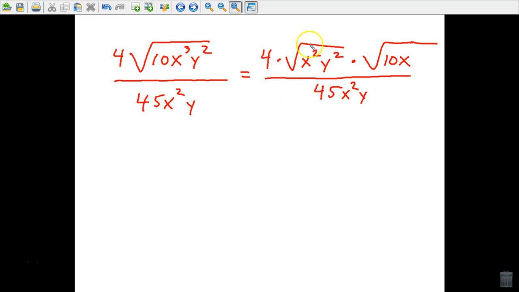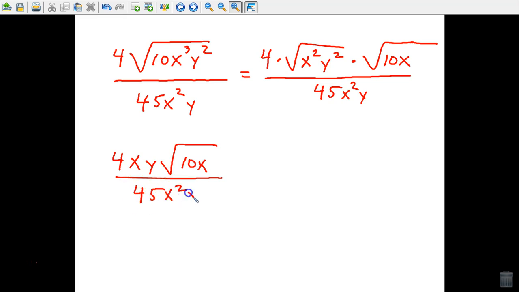Alright, so let's simplify this left radical, and we get 4xy square root of 10x over 45x squared y. Let's see if we can cancel. Notice the y's would cancel each other.